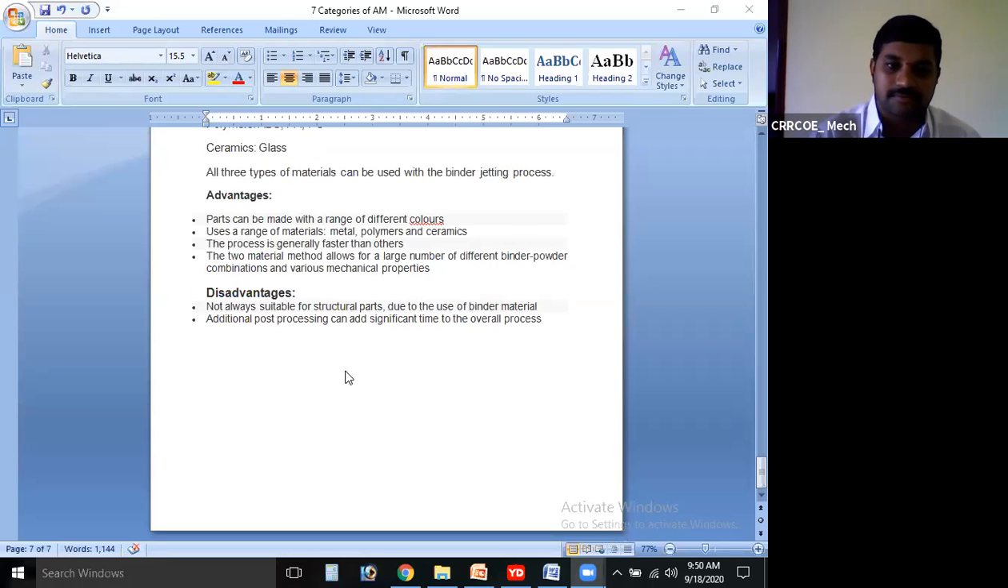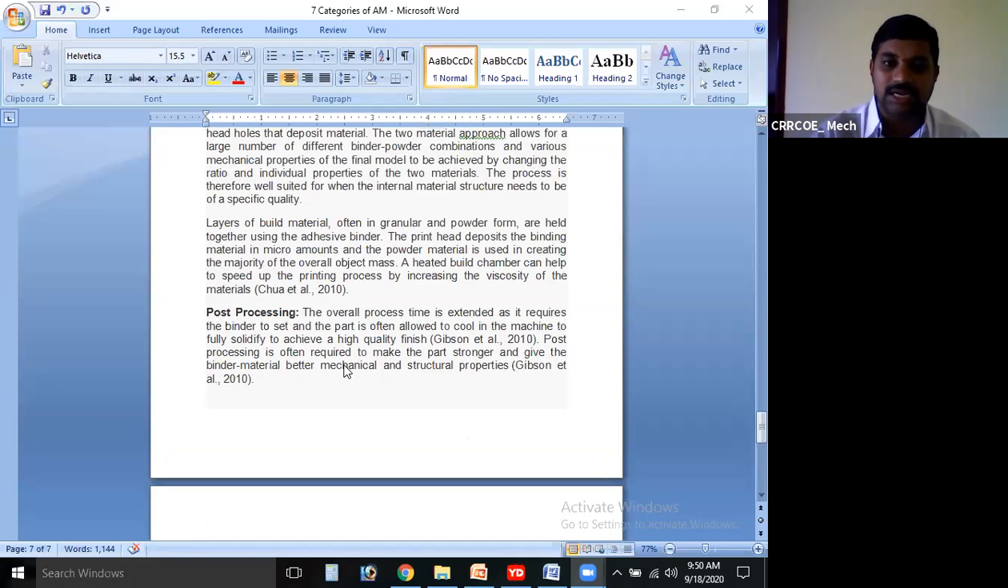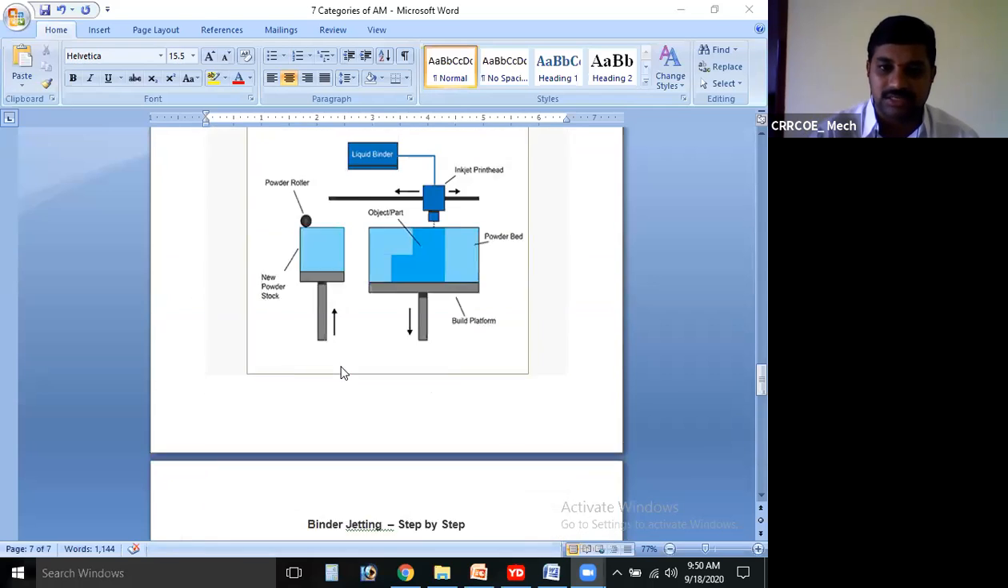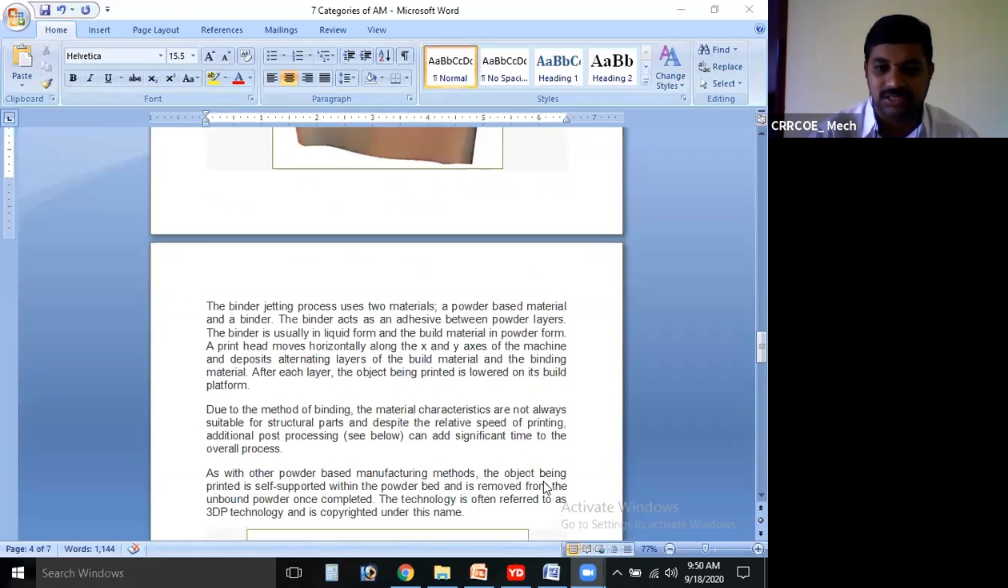So these are the three categories we discussed. The rest of the categories we will discuss in the next class. So I'm going to end the session.